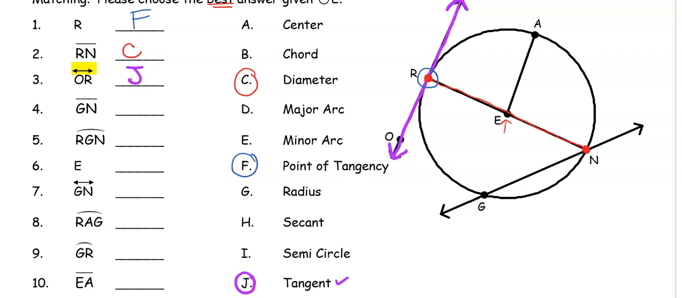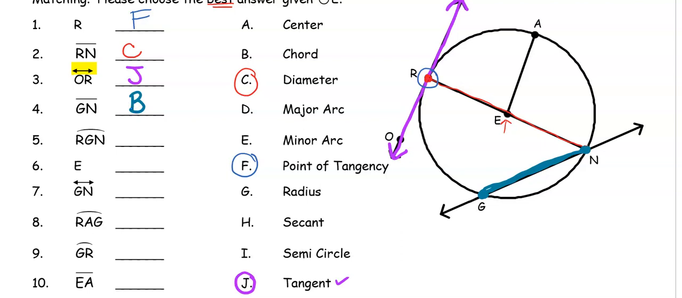Next, we are moving on to GN. Again, the notation means I'm starting at G and I'm ending at N. It's not a line, it's a segment. So here is G, here is N. So starting at G, ending at N. Here is where that chord comes into play. Remember, a chord has its endpoints on the circle.